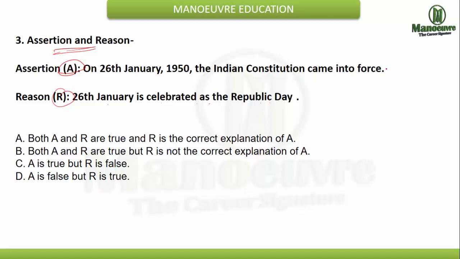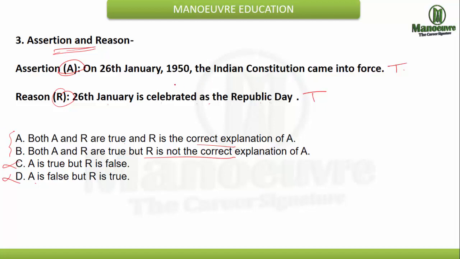So, we will first see individually whether the statements are true or false. On 26 January 1950, the Indian Constitution came into force. This is an absolutely true statement. 26 January is celebrated as Republic Day. Yes, we all know that it is celebrated as Republic Day in our country. So individually, both the statements are true. But there are two options here: both A and R are true, and R is the correct explanation of A; both A and R are true, but R is not the correct explanation of A. The other two options, A is true but R is false, and A is false but R is true, are not suitable, because in this question both statements are true. So we have to choose from either of the first two. Now how to solve this?